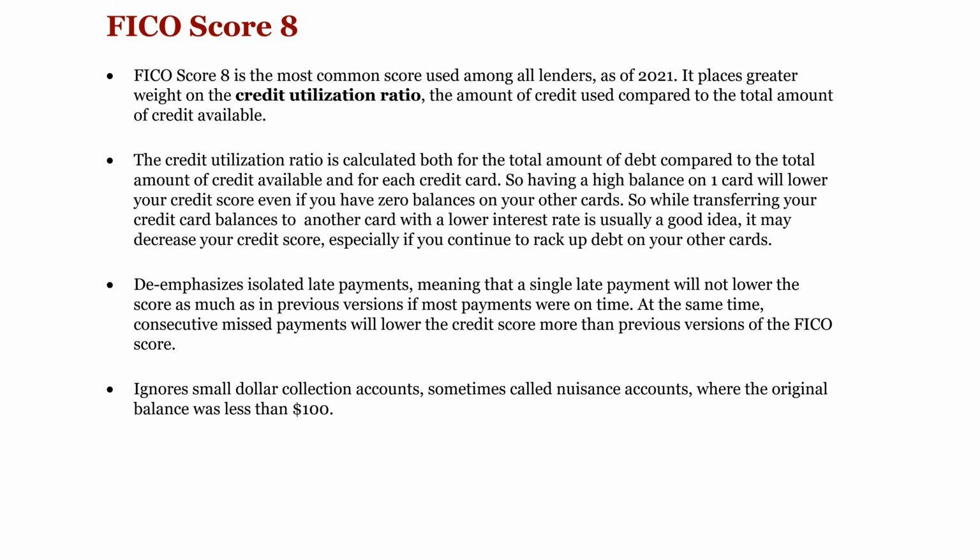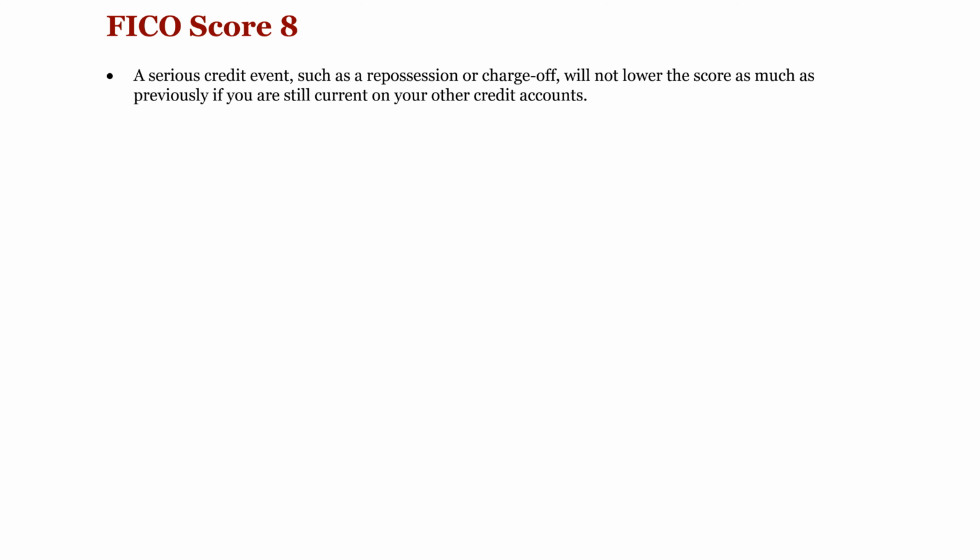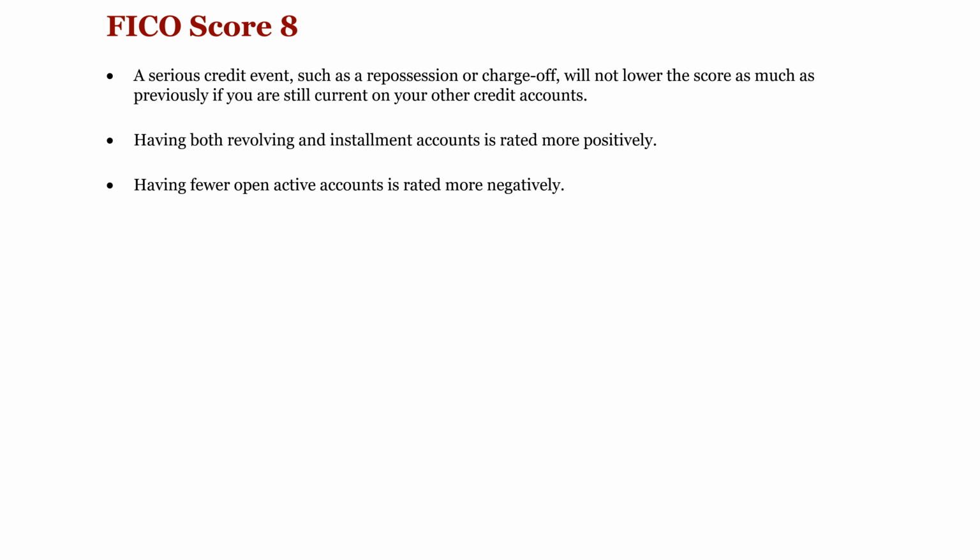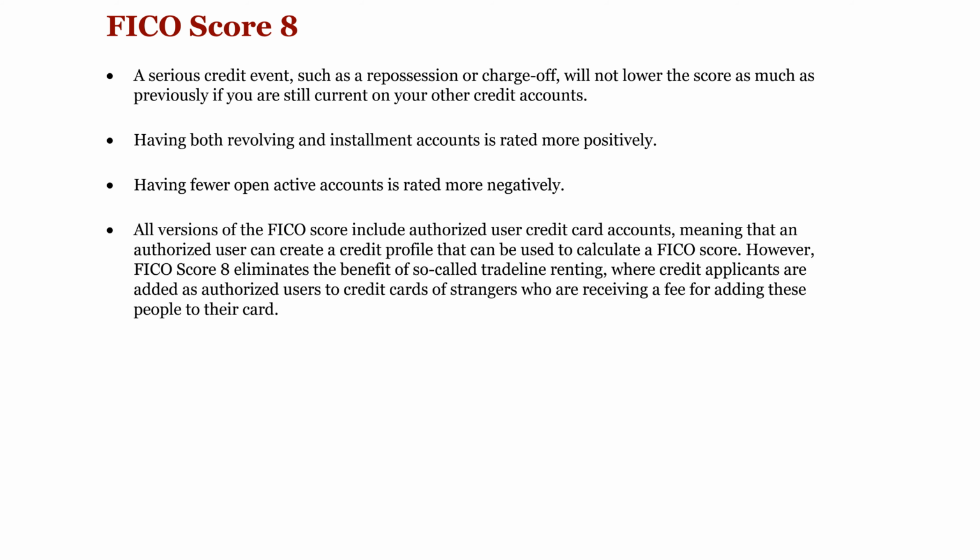The score also ignores small dollar collection accounts, sometimes called nuisance accounts, where the original balance was less than $100. A serious credit event, such as a repossession or charge-off, will not lower the score as much as previously if you are still current on your other credit accounts. Having both revolving and installment accounts is rated more positively. Having fewer open active accounts is rated more negatively.